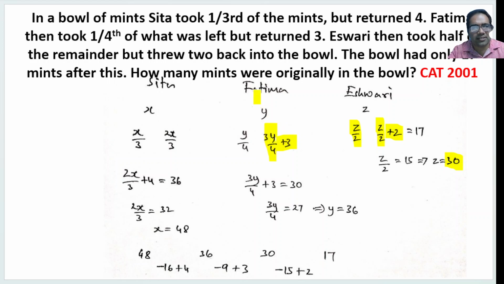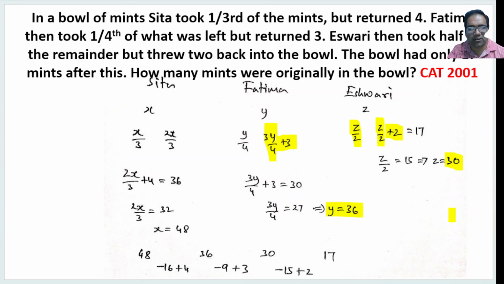That is at the end of Fatima's operation. 3 by 4 y plus 3 should be equal to this z, which is the end of Fatima's operation, which is equal to the beginning of Ishwari's operation. When Fatima left, whatever is the amount is z. Then z is 30. So 3 by 4 y plus 3 equals 30. 3 by 4 y equals 27. So 3 will go 9 times. So y equals 4 into 9, which is 36.